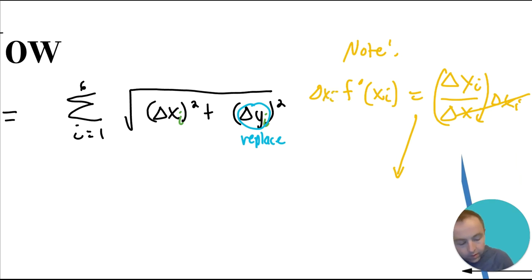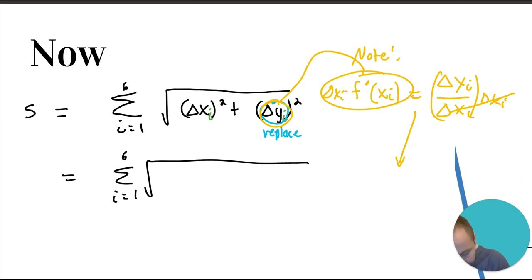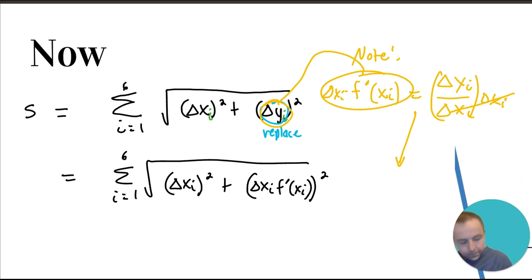So then this quantity right here is equal to delta y sub i, which then can actually replace that right there, because that is delta y sub i, right? So by replacement, we're going to get this: delta x sub i squared plus, and then now we're going to square this new thing of delta x sub i and f prime at x sub i, right?